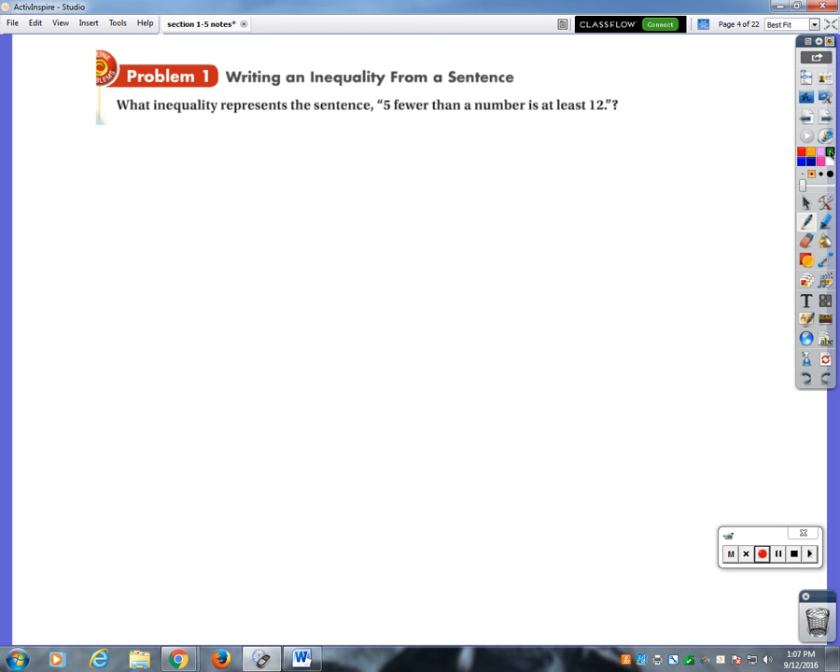N minus 5, whatever the number is that you start with, whether it's an X or an N or a W or whatever, that is at least 12. Can it be 12? Yes. Can it be less than 12? No. Can it be greater than 12? Yes. So at least means greater than or equal to. Okay? At least means greater than or equal to.